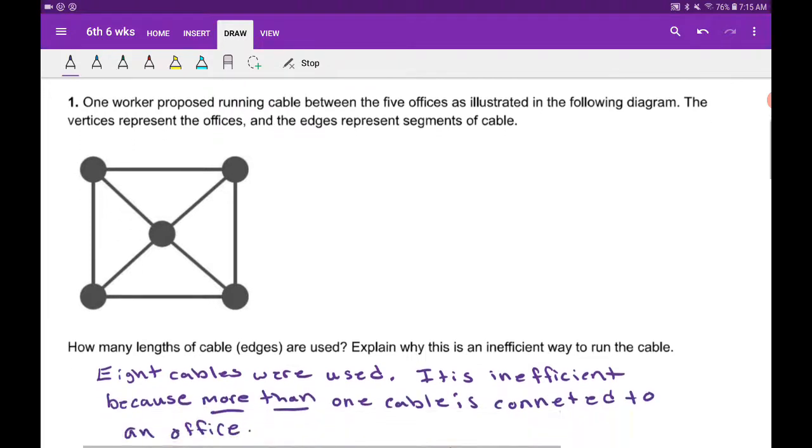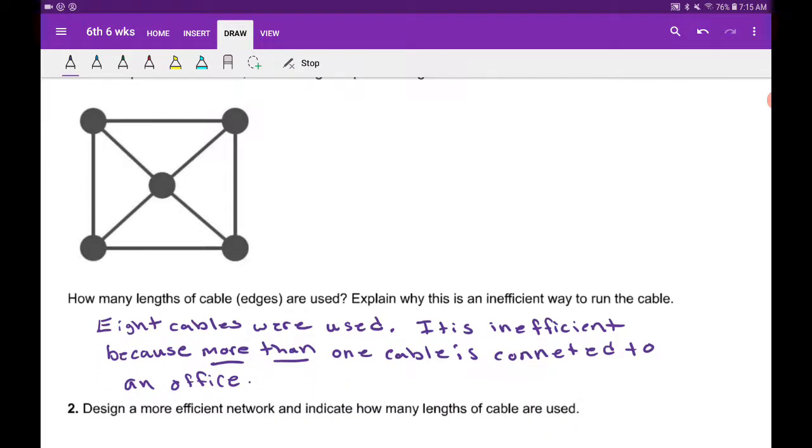Okay, so real quick to the answer. Well, there's 8 cables used, right? We just count them. So 1, 2, 3, 4, 5, 6, 7, and 8. Explain why this is an inefficient way to run the cable. Well, basically, it's just too many cables for the job. We just need one to connect each computer, right? So we have some overkill here, all right?